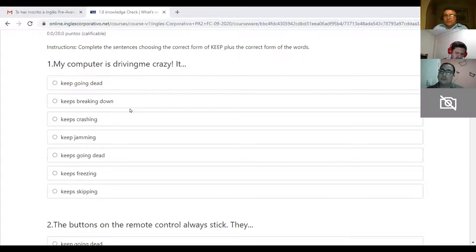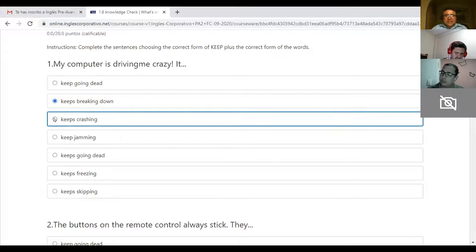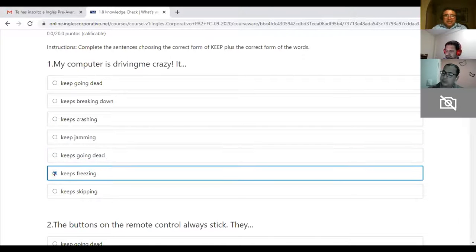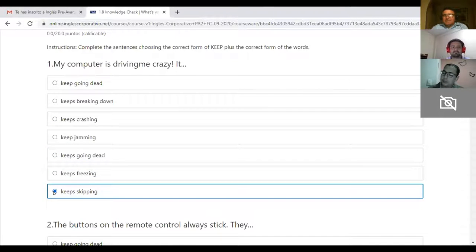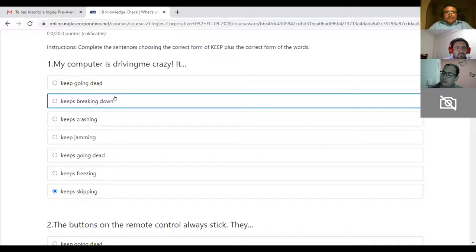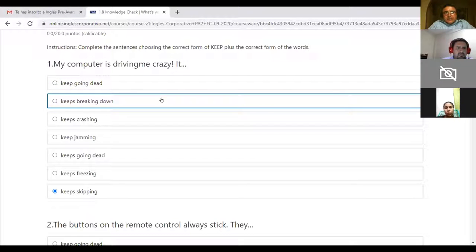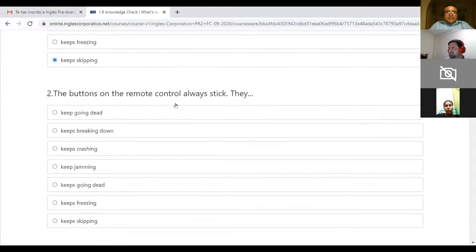Now, the computer can give you different problems. So it keeps breaking down. It keeps crashing. It keeps going dead. It keeps freezing. It keeps skipping. So what problems can a computer give you? It keeps going down. Okay, so it keeps crashing, it keeps breaking down, it keeps going dead, and there are different things. What about the second one?